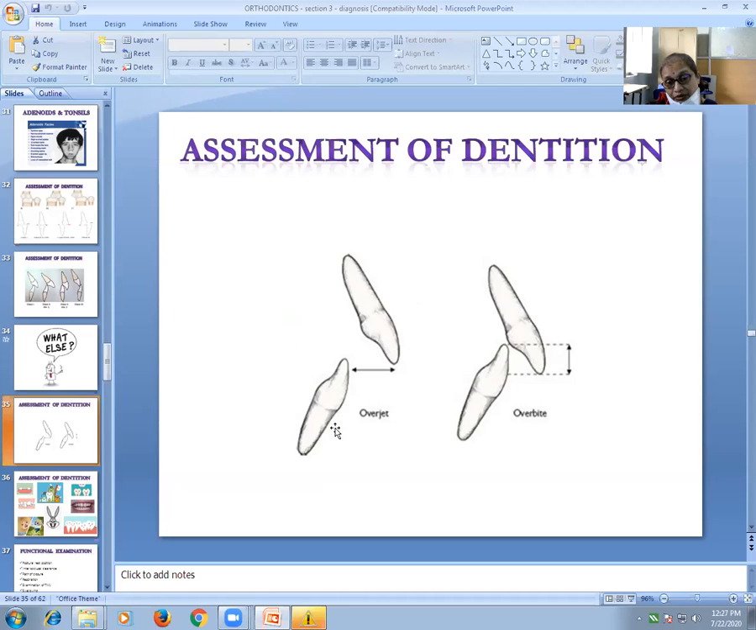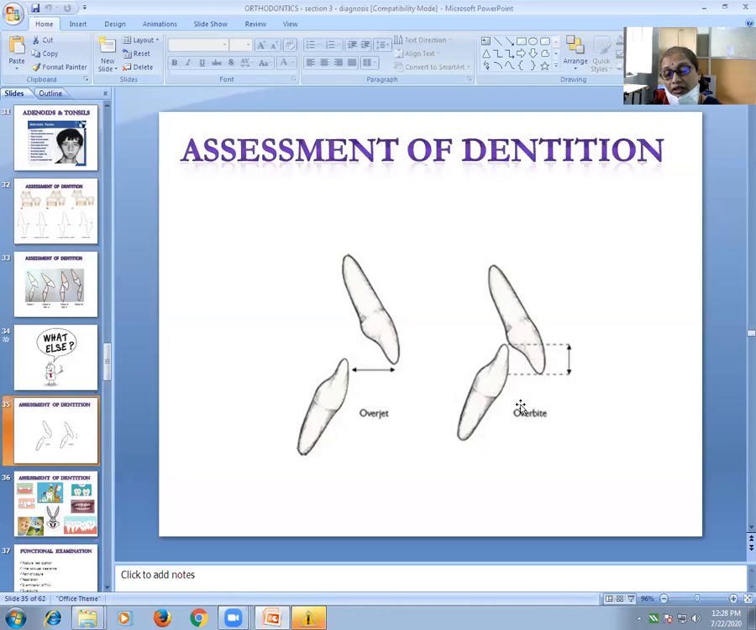So you will have to note down the jet. You will have to measure the jet in millimeters. You will have to take the scale and measure the jet. You will have to note it down, because if the patient is having 12 of jet, there will be a different treatment planning. If the patient is having 5 of jet, there will be a different treatment planning.